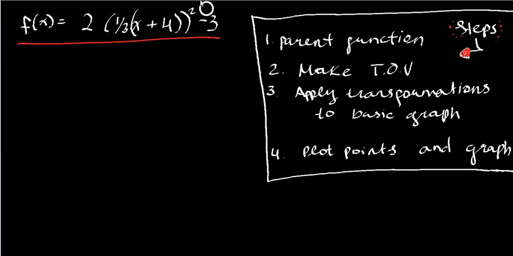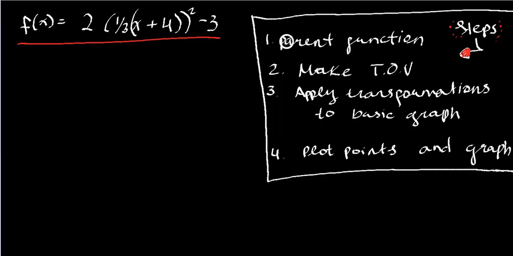Okay, so we have a parabola today. We have 2(1/3 x + 4) squared minus 3. Alright? So we know what this is. We know it's a parabola. Let's start with the steps.